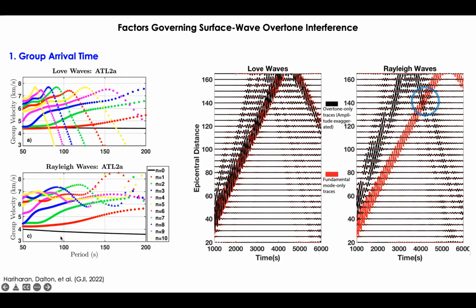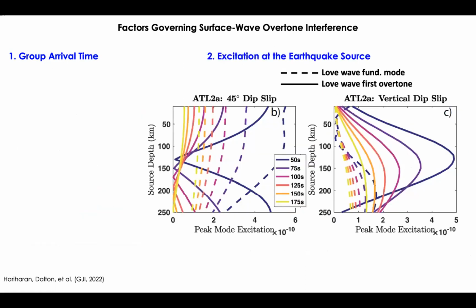For Rayleigh waves in the bottom panel on the left, the group velocities of the fundamental mode and overtones are pretty well separated, especially at longer periods. But an underappreciated consequence of the good separation is that the overtones can get so far ahead of the fundamental mode that they intersect it on the major arc, as I already showed you. But the first factor is the group arrival time. And the second factor is the amount of excitation at the earthquake source. So in the best case scenario, the earthquake actually poorly excites the overtones. And so then they don't have much energy, they won't have a very strong signal on the seismogram, and they don't cause much interference with the fundamental mode.